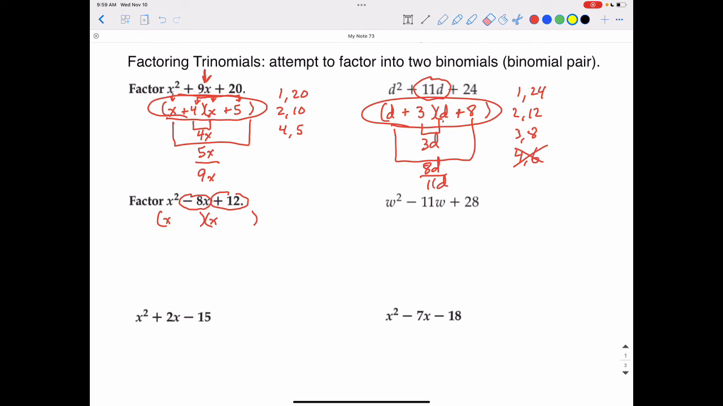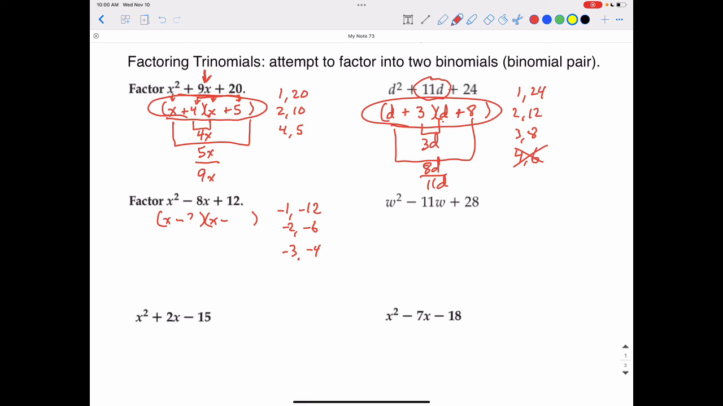How is that going to be possible, to multiply to be a positive number, but add to be a negative number? We can do that with two negative numbers, because a negative times a negative will be a positive, but a negative plus a negative will also be a negative. So what times what equals positive 12 that adds to be negative 8? Options are negative 1 and negative 12, negative 2 and negative 6, and negative 3 and negative 4.